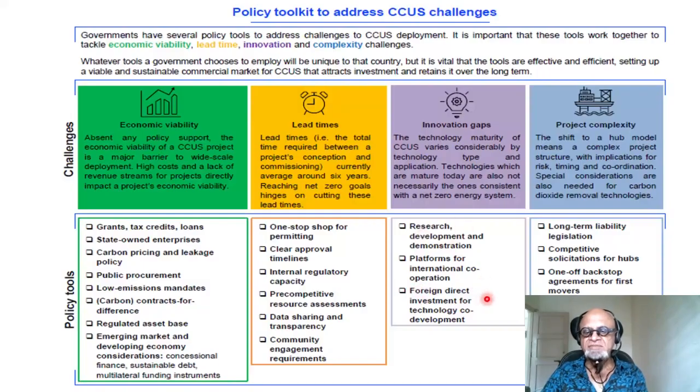For indirect investment for technology co-development, so that again you skip parts of the research and development and just import what is necessary. Project complexity, of course. Shift to a hub model means a complex project structure with implications for risk, timing, and coordination. So you need long-term liability legislation, competitive solicitations for hubs, one-off backstop agreements for first movers, so don't worry about the details if you don't understand.